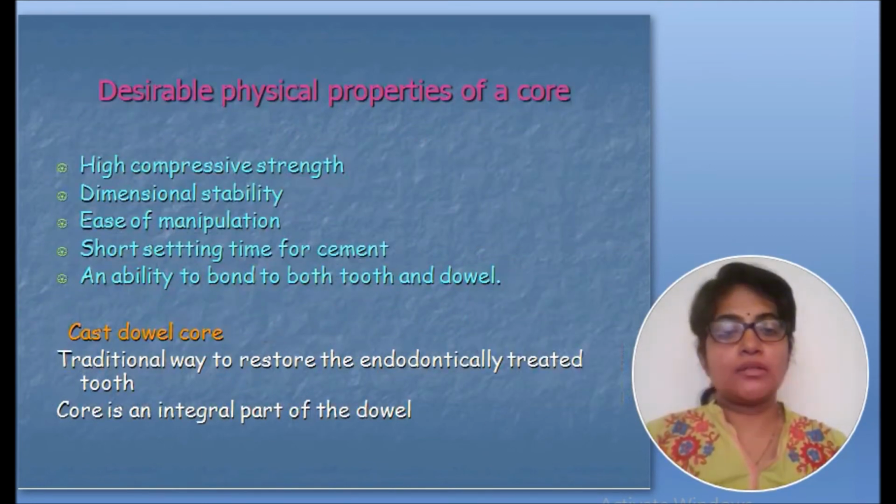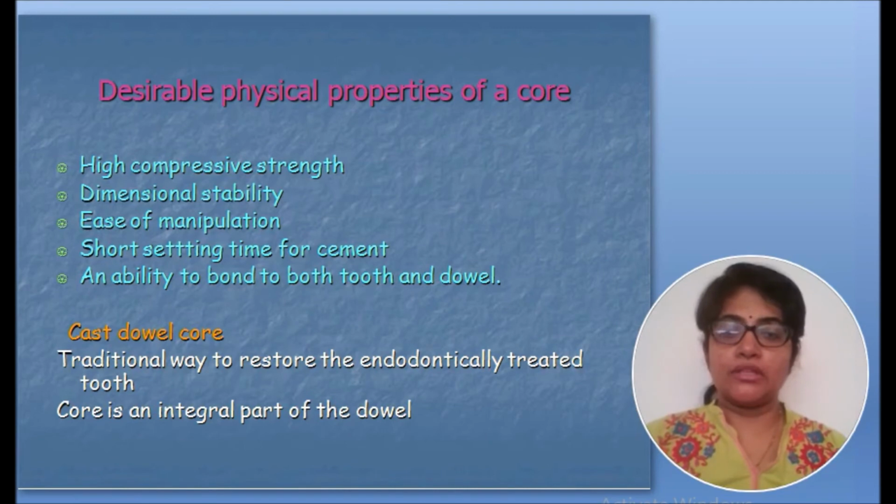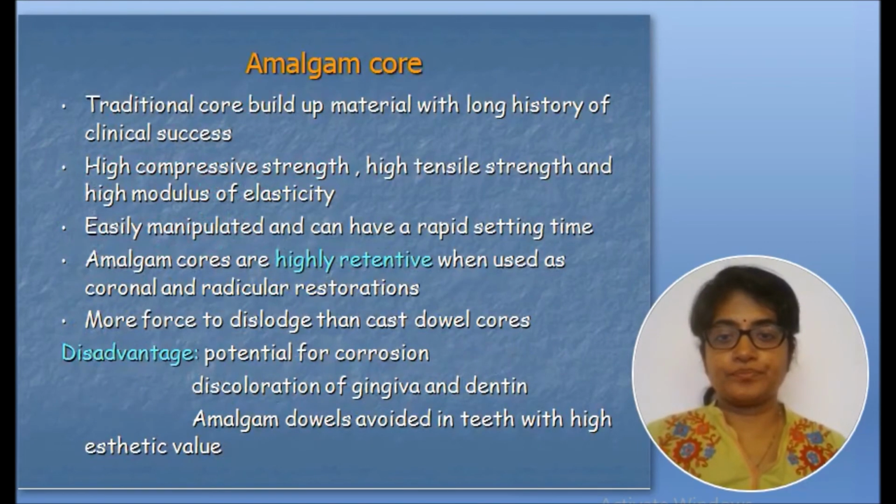Now coming to the core materials and core fabrication, what are the desirable physical properties of a core? It should have high compressive strength, good dimensional stability, easy to manipulate, short setting time for cement. It should have an ability to bond to the tooth and with the dowel or the post. So cast post and core is the traditional way to restore the endodontically treated teeth. Core is an integral part of the dowel in this particular system.